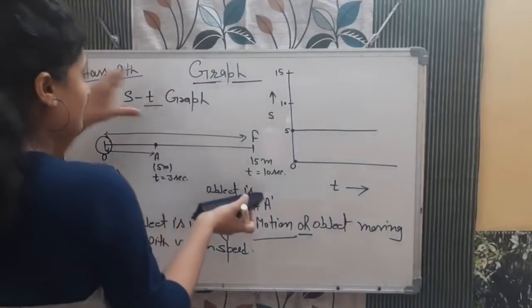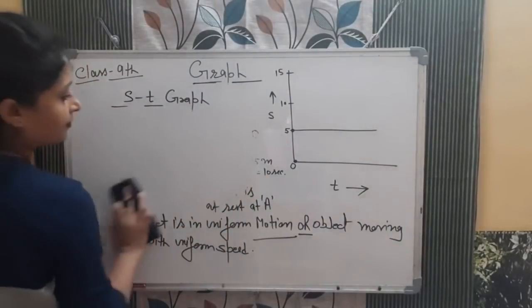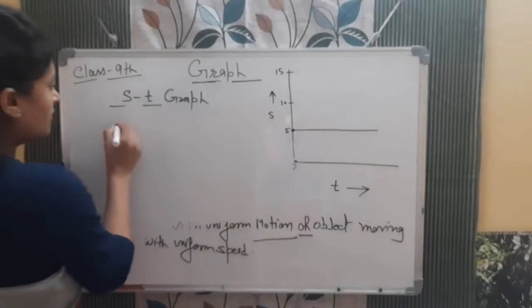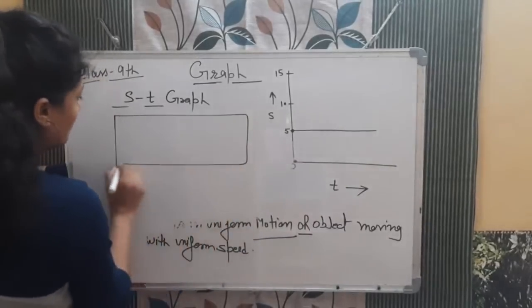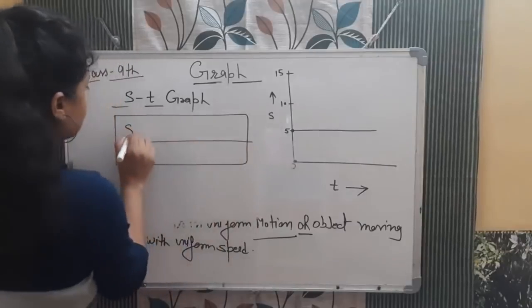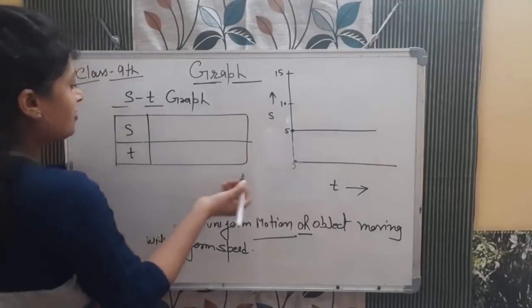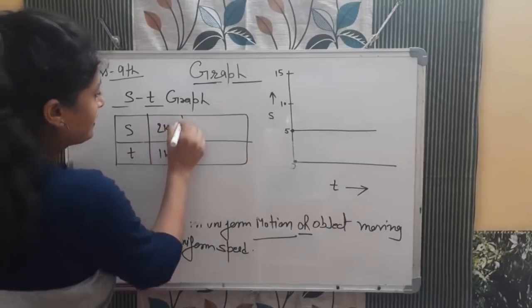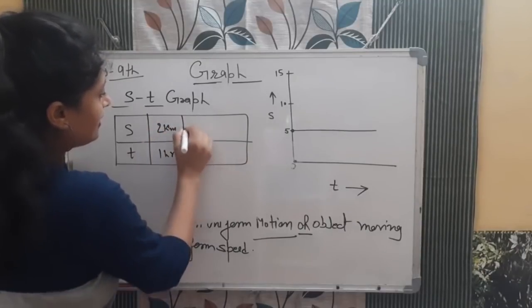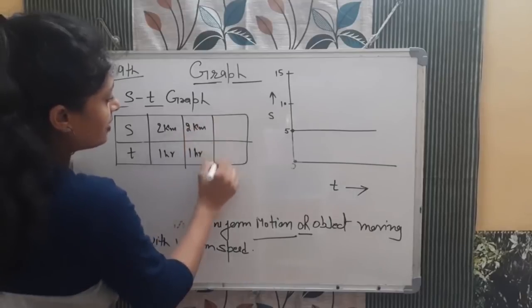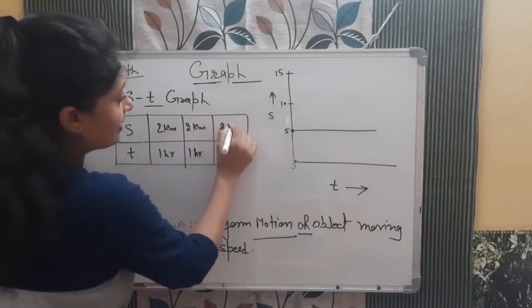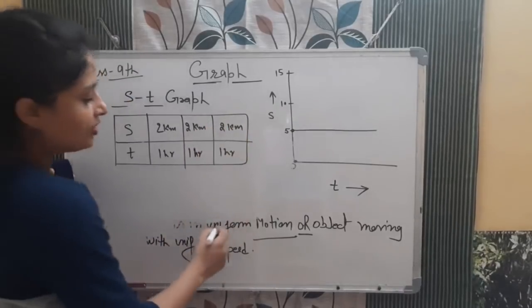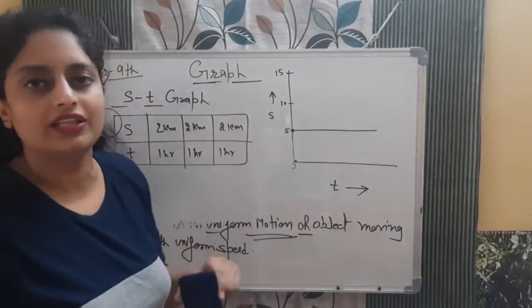See, I am erasing this first part. Now, because it is moving with the uniform motion, so I am making one table. Here it is distance, here I am making time. So in 1 hour, it covered 2 kilometer. In next 1 hour, again it covered 2 kilometer. In next 1 hour, again it covered 2 kilometer. It means in equal interval of time, it is covering equal distance. So that is known as the uniform motion or the object moving with the uniform speed.